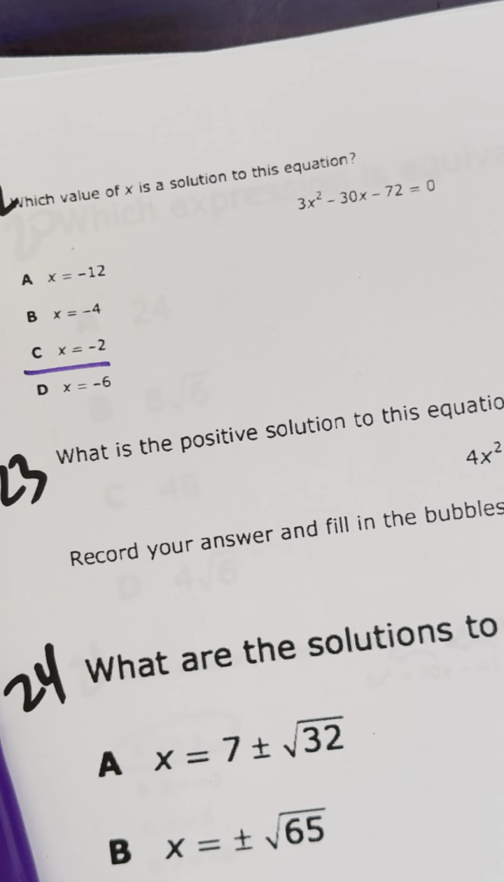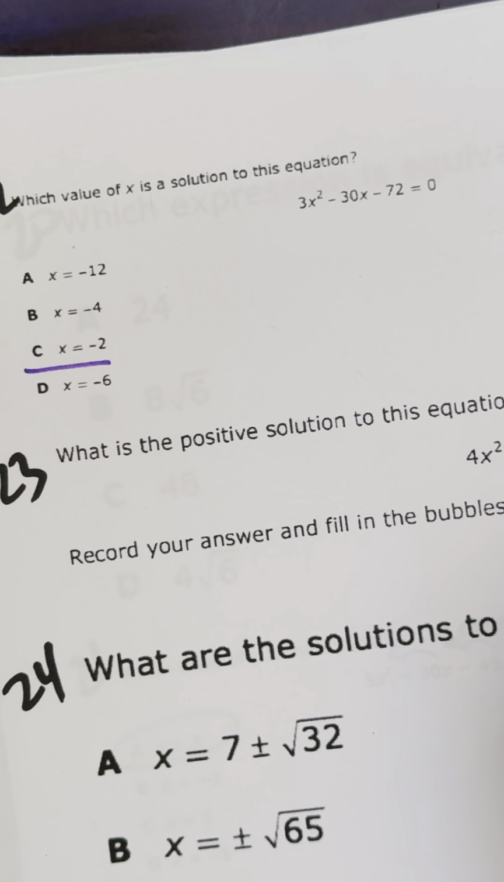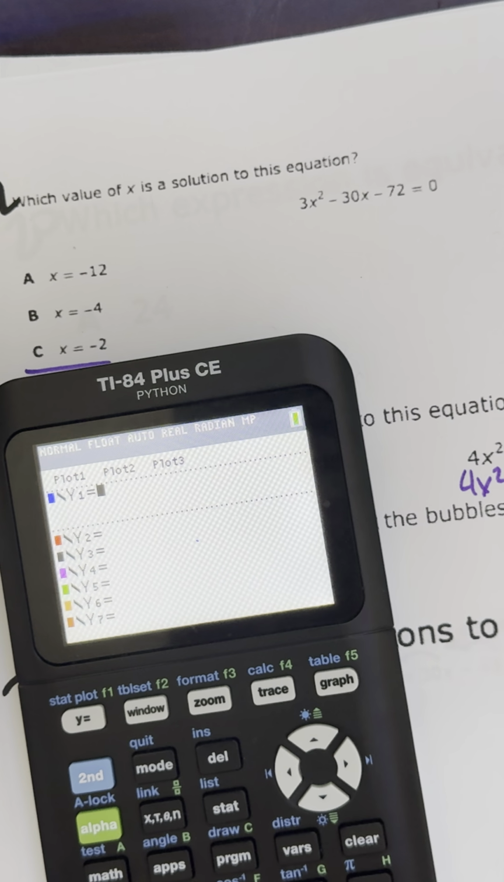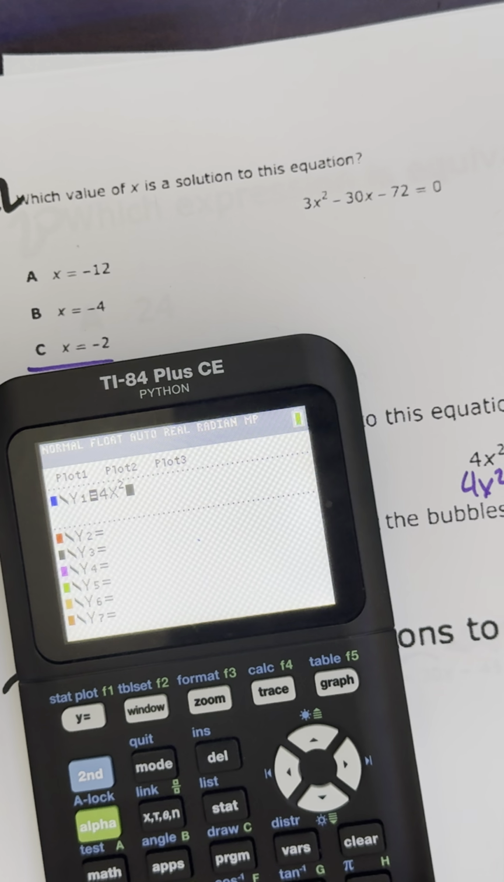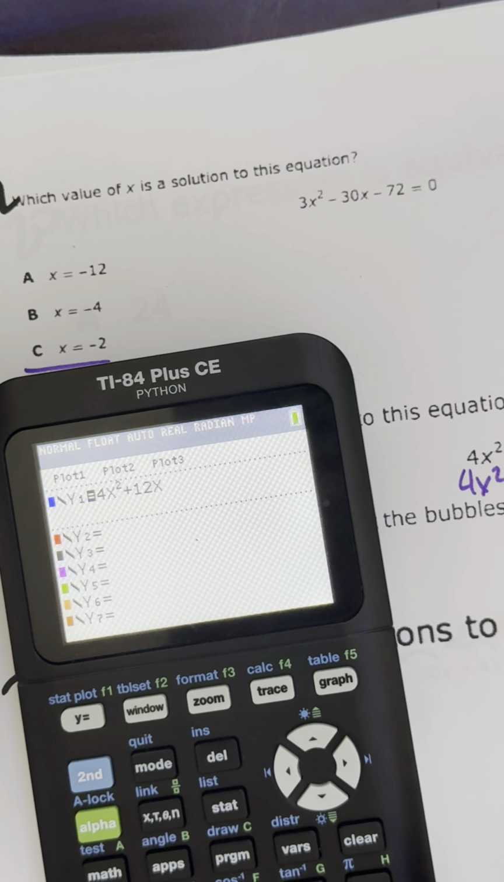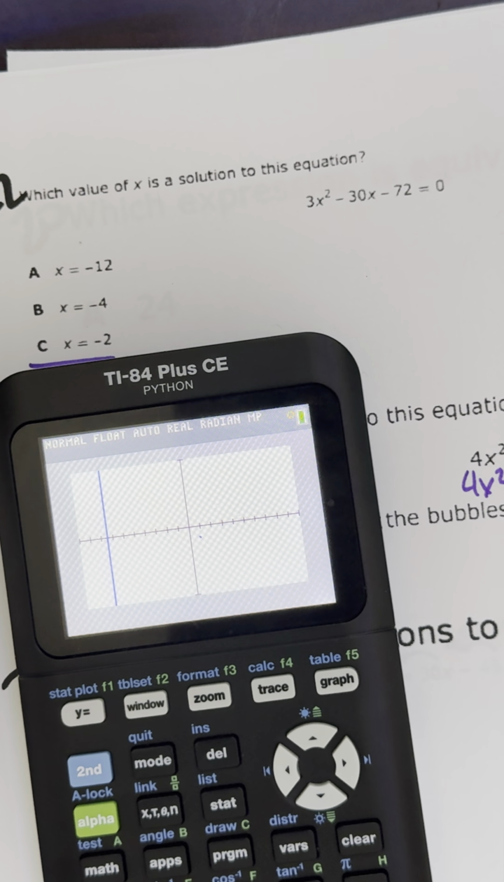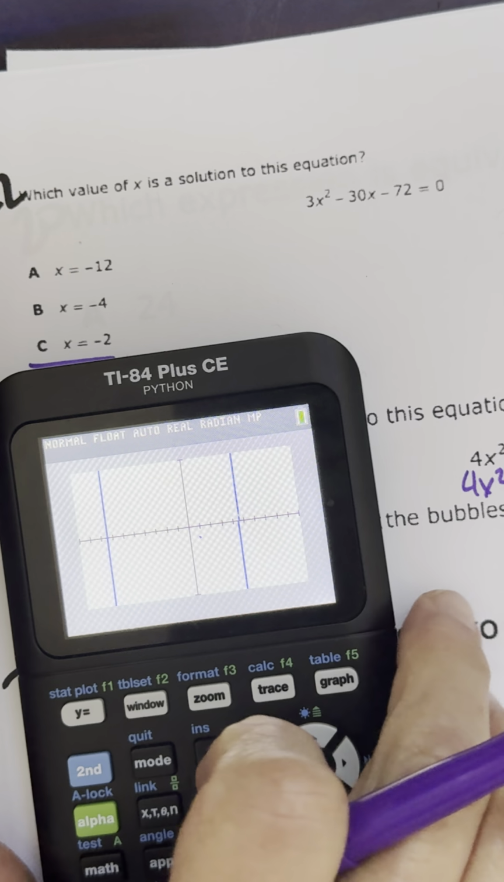23. So 23, again, we're going to graph it. Move the 135 over, make it a negative. So 4x squared plus 12x minus 135. And so y equals 4x squared plus 12x minus 135. Graph. And this is the one that we did in class together, some of you.